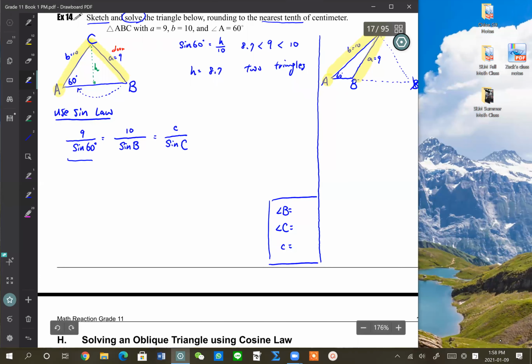Okay, so we look at the first two pairs and then we do cross multiply. Okay, so I'll let you guys try it. Cross multiply, isolate sine B. When you got the answer, you can raise your hand.